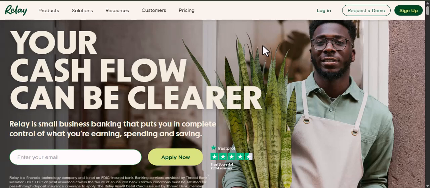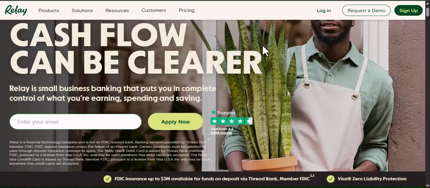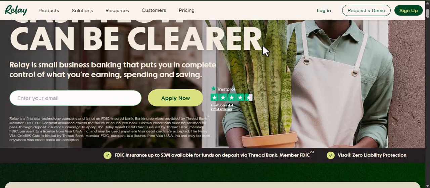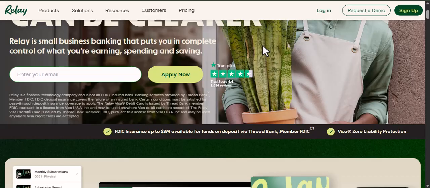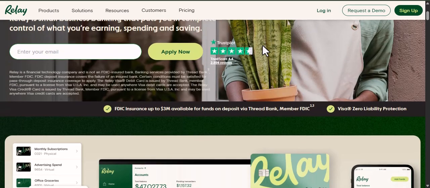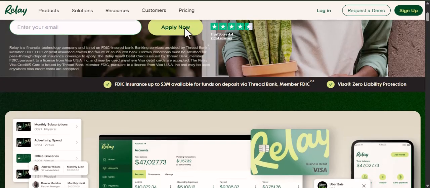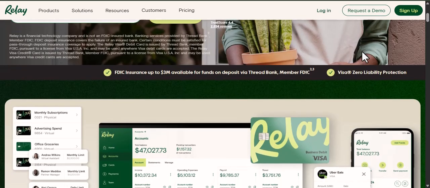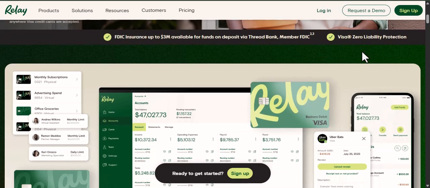If you are using Relay Bank for your business, and you are wondering how to deposit cash into your Relay account, you are not alone. This is one of the most common questions new Relay users ask, especially business owners who still receive physical cash from customers. In this video, I will explain clearly how cash deposits work with Relay Bank, what options are available, what Relay does not support directly, and the best practical alternatives you can use to get cash into your Relay business account without stress.